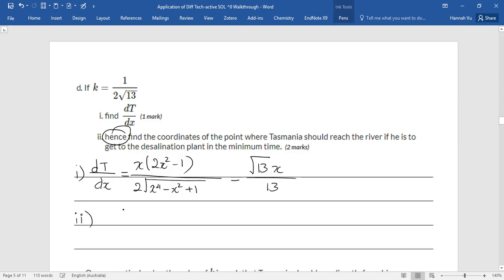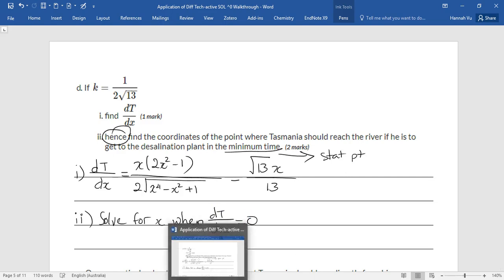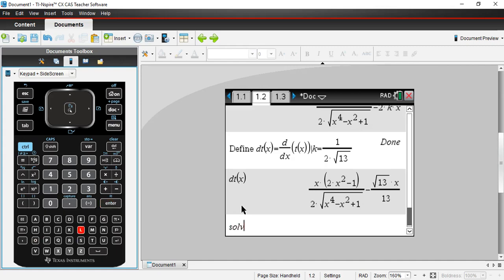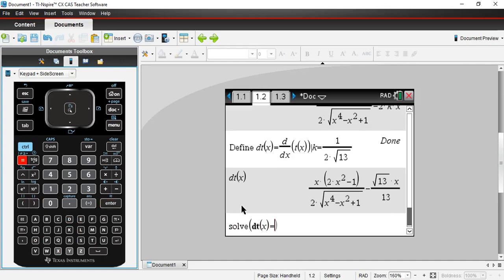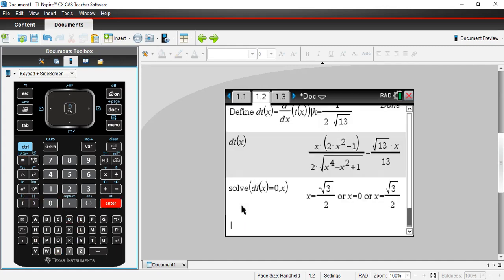Find the coordinate of the point where Tasmania should reach the river if he is to get to the desalination plant in the minimum time. So again, we're going to find the stationary point and show that it is a local minimum. So I'm going to solve for x when dt/dx equals 0, and this should give me, let's see how many answers. So dt of x equals 0, we're solving for x. Again, 3 answers, negative square root of 3.